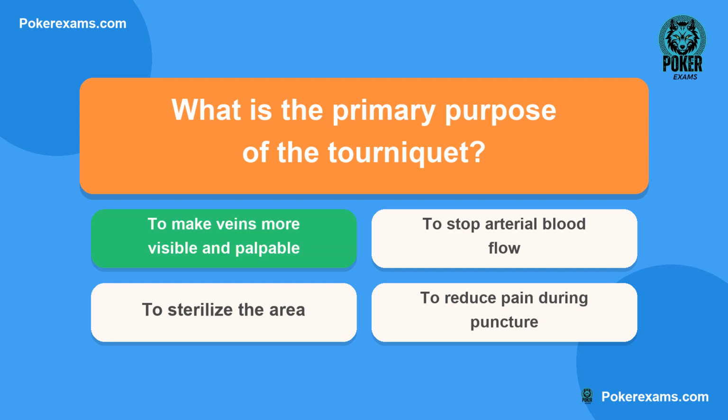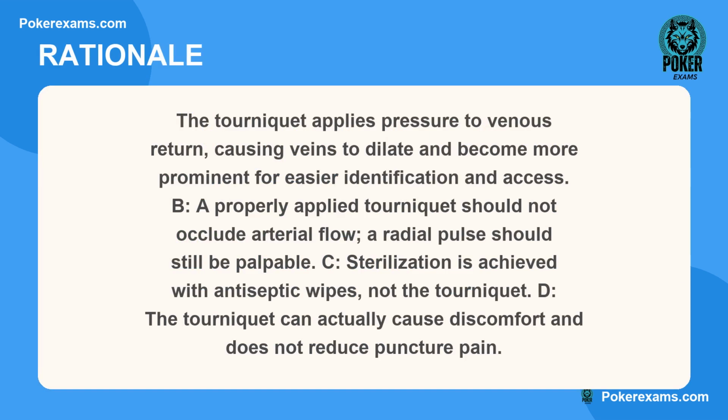The correct answer is A. Here is why. The tourniquet applies pressure to venous return, causing veins to dilate and become more prominent for easier identification and access. B. A properly applied tourniquet should not occlude arterial flow. A radial pulse should still be palpable. C. Sterilization is achieved with antiseptic wipes, not the tourniquet. D. The tourniquet can actually cause discomfort and does not reduce puncture pain.